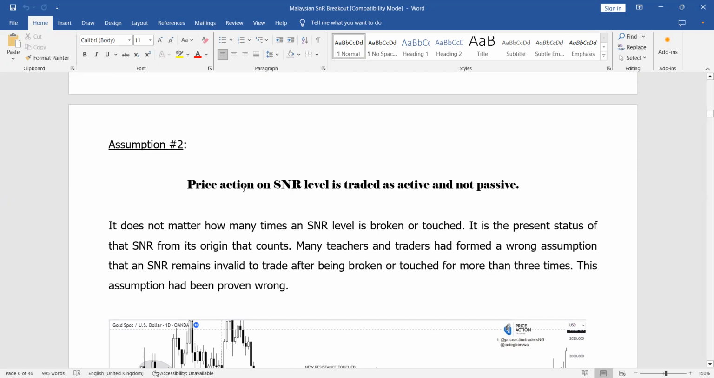Here I say price action on an SnR level is traded as active and not passive. So it does not matter how many times an SnR level is broken. It is the present status of that SnR from its origin that counts. So many traders have formed a wrong assumption that an SnR remains invalid to trade after being broken or touched more than 3 times. That's very wrong. I've watched so many videos, listening to even some self-acclaimed Malaysian traders who still promote this.